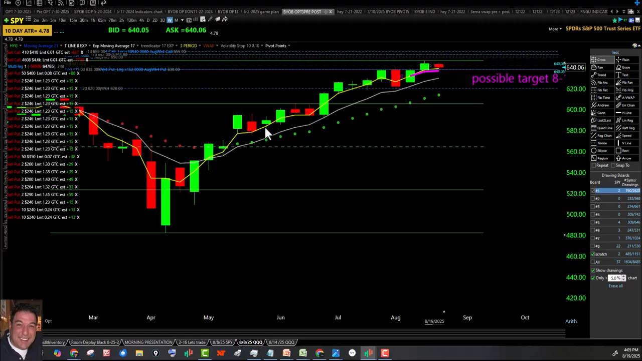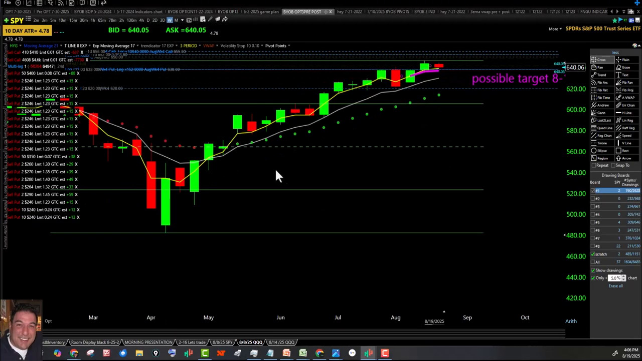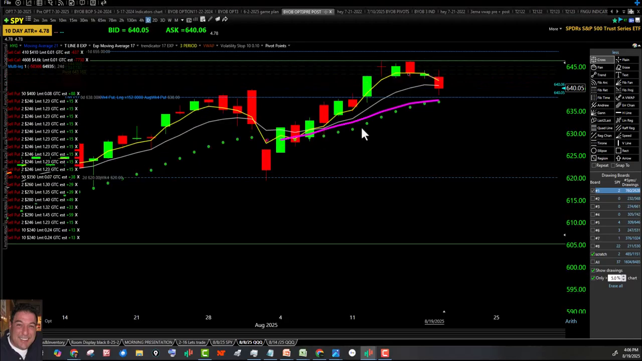You can see the 3 is on top of the 8, price is on top of the 3. Weekly's got an uptrend. Monthly, same deal. Okay, candlesticks on top of the 3, 3 on top of the 8, 8 on top of the 17. So monthly uptrend, weekly uptrend, daily uptrend, still in a daily uptrend.